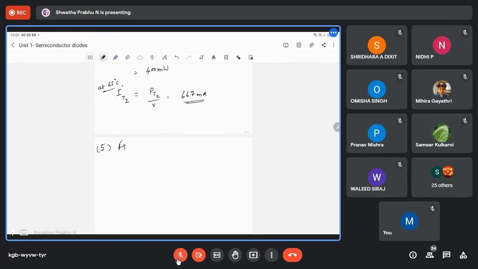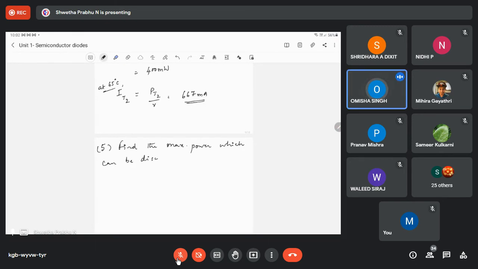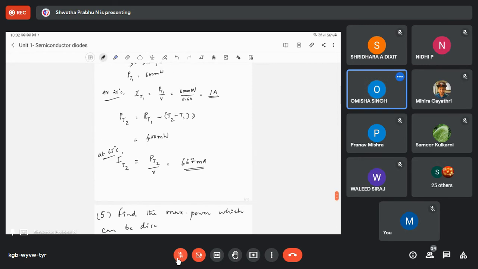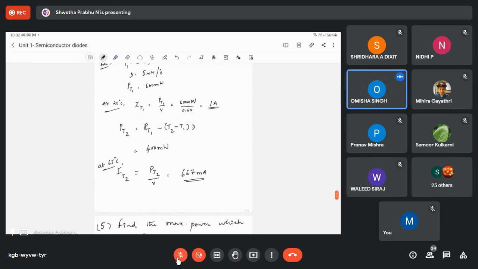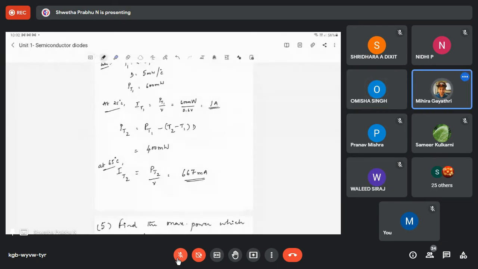Find the maximum power which can be dissipated. Ma'am, in the previous question, IT2, power is 400 milliwatt, right? Correct. And so 400 milliwatt by 0.6. So won't that just be 4 by 0.6? 6.67, right?